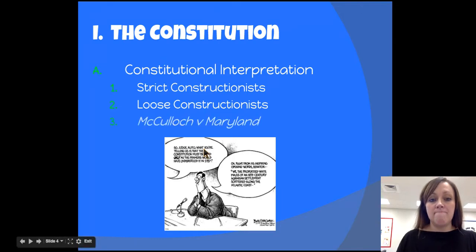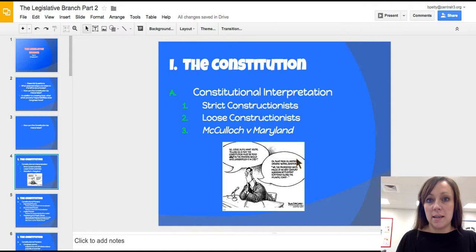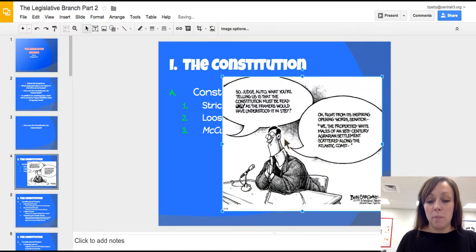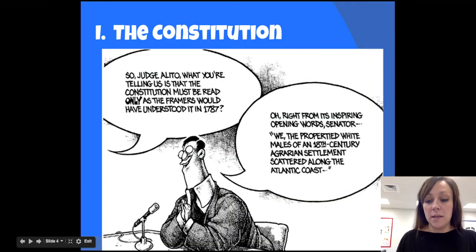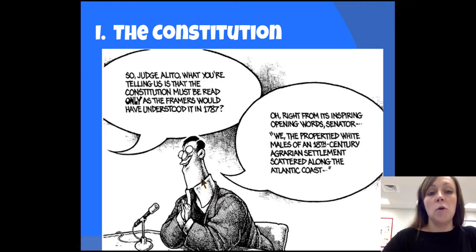And this image down here, I'm going to have to exit out so you guys can see this. This image, I think, is perfect for constitutional interpretation. So we'll make this bigger. All right, this is supposed to be Samuel Alito. He's one of our Supreme Court justices. And what this political cartoon is supposed to be representing is his Senate confirmation hearings.